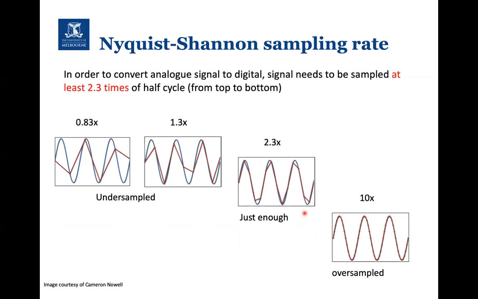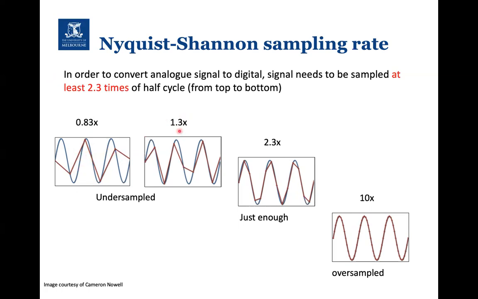Again, on the confocal, you'll sometimes see buttons that say Nyquist. And this says that in order to convert an analog signal to a digital signal, it needs to be sampled at least 2.3 times of the half cycle, which doesn't really make much sense, but we have this example here. So our blue line here is our analog signal, and in red, we've got our digital sampling of that. So at 0.83 times sampling, you can see we're really not representing the blue line very well with the red line. So it's not a good representation.